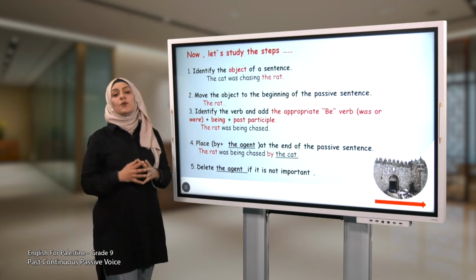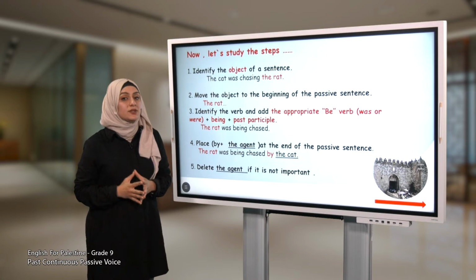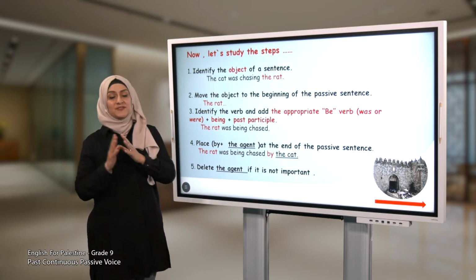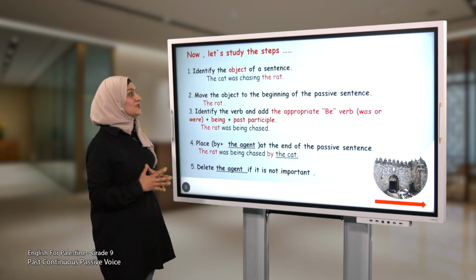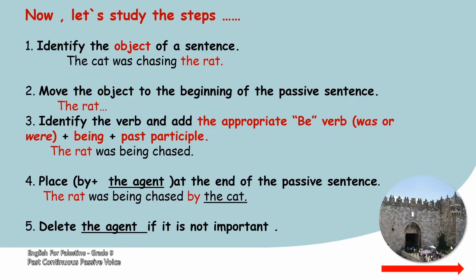Now let's study the following steps. Let's learn how we can change an active sentence with past continuous into a passive sentence with the past continuous verb. The first step is to identify the object of a sentence. The cat was chasing the rat. The cat is the subject. Was chasing is the past continuous verb. And the rat, it is the object.